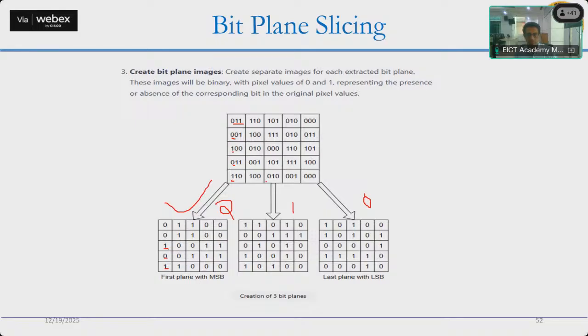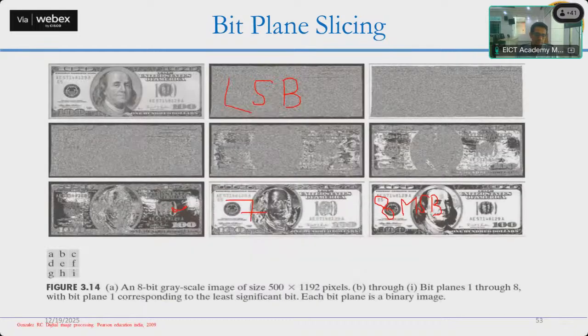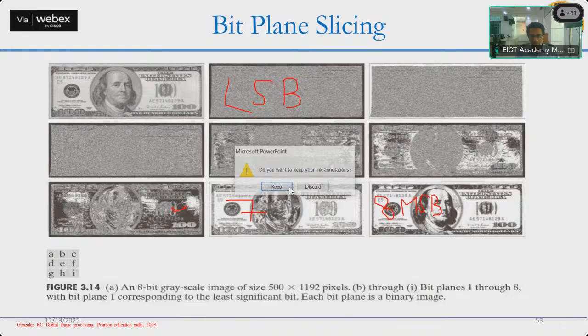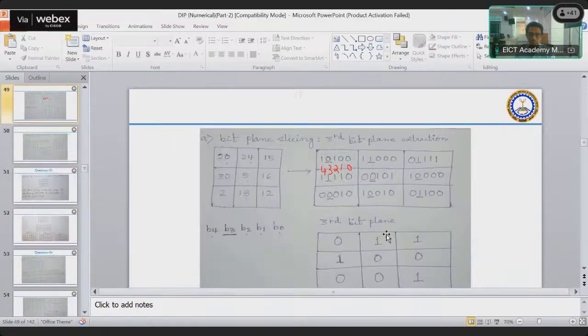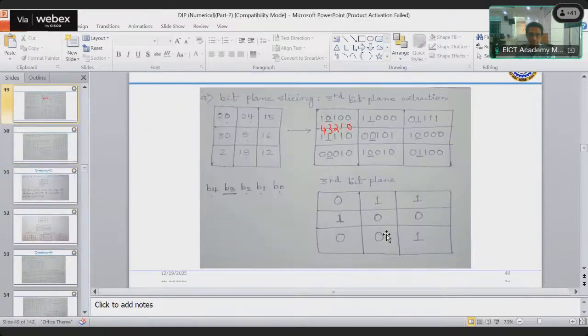So what are we doing? We are creating planes. Planes basically means two-dimensional. Bit planes mean we are taking a single bit. Why is somebody doing it? Because when you take even a single bit, we are able to see the approximate image. In the same way, this problem has also been shown here.